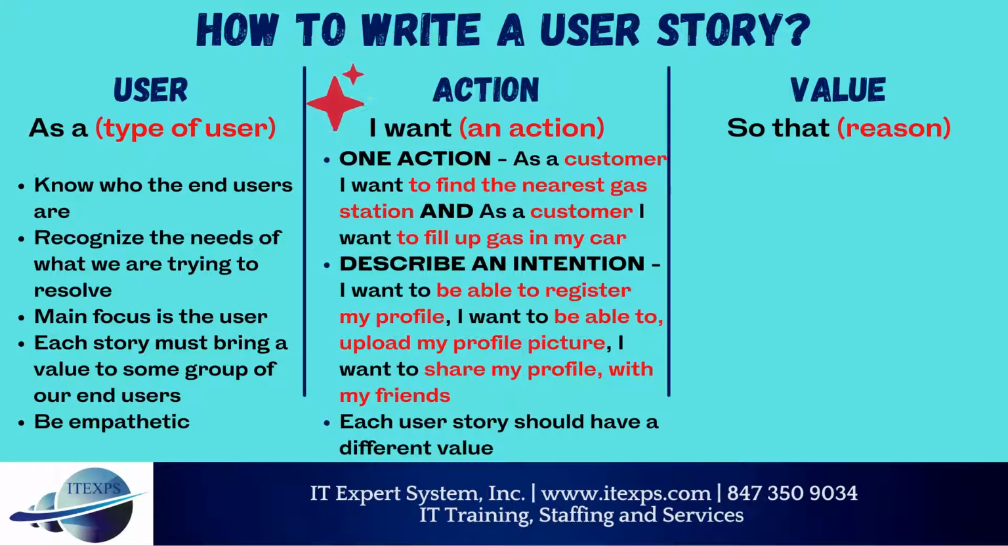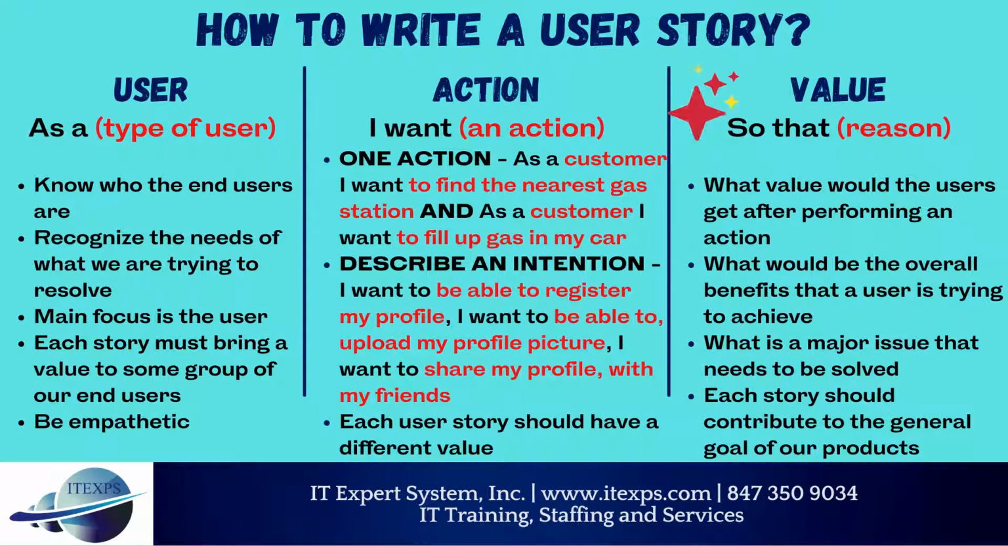Remember to describe an intention rather than a feature. For example, instead of writing, "I want to manage my profile," we should create a few stories like, "I want to be able to register my profile," "I want to be able to upload my profile picture," "I want to share my profile with my friends." This way, each user story will have a different value.